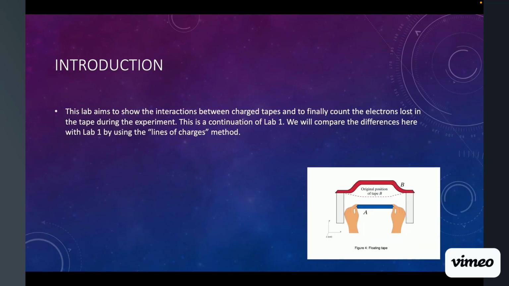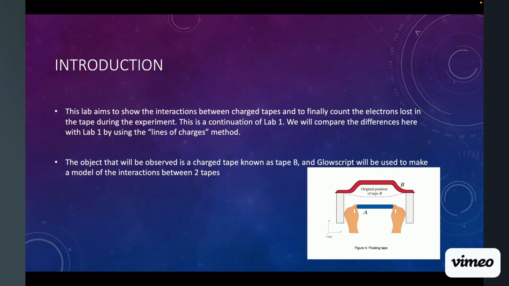So for the introduction, this lab aims to show the interactions between charged tape and to finally count the electrons lost in tape using an experiment. This is a continuation of Lab 1. We'll compare differences with Lab 1 by using the lines of charge method. The object will be observed as a sharp change on tape B, and the GlowScript will be used to make a model of the interaction between two tapes. Systems: the U tape. Surroundings: everything else.